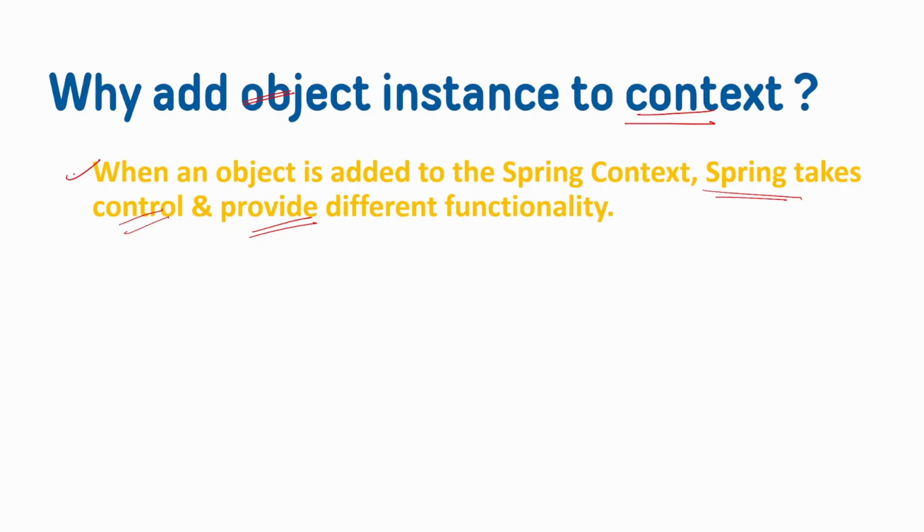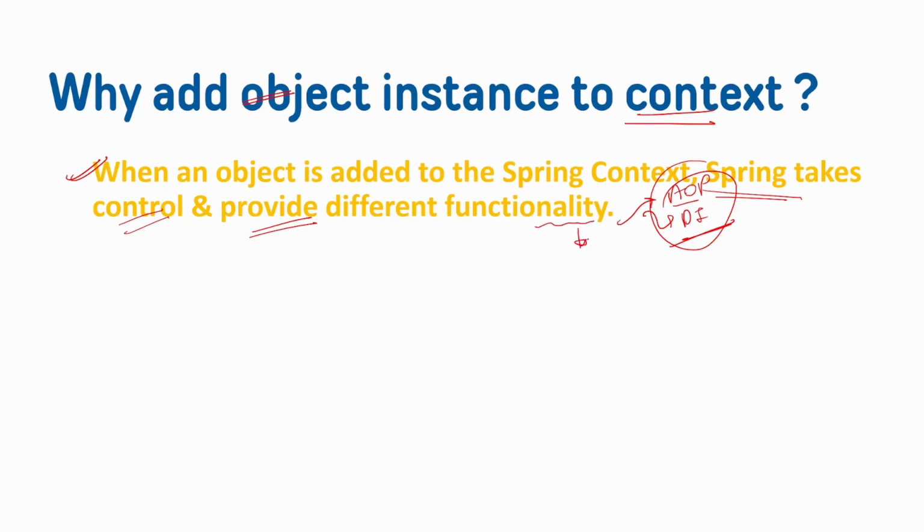So basically, when we add the Spring object to the Spring context, Spring takes the full control of that object and provides different functionalities. Some of the functionalities like AOP, aspect oriented programming, and dependency injection. We will learn about this in the upcoming videos.